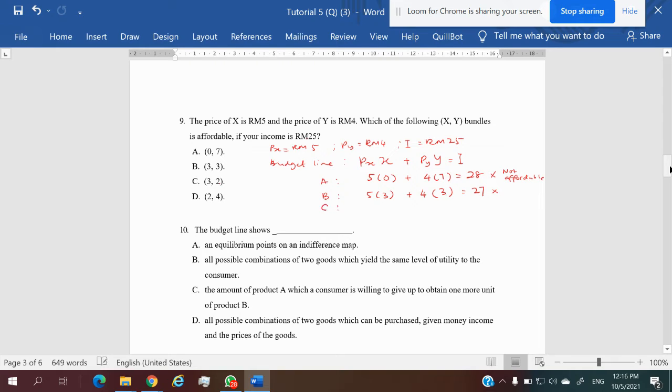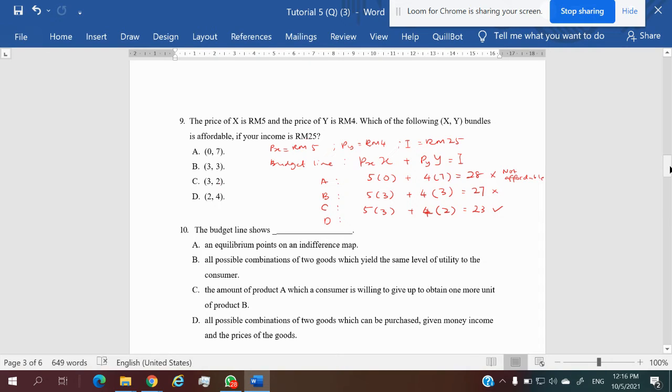How about C? C, 3 and 2. 3 good X, 2 good Y. So 5 times 3 plus 4 ringgit Malaysia times 2. 15 plus 8. So you will get 23. So 23 is below 25. You have money, how much? 25 ringgit. So can you afford to purchase combination C? Yes. Okay.